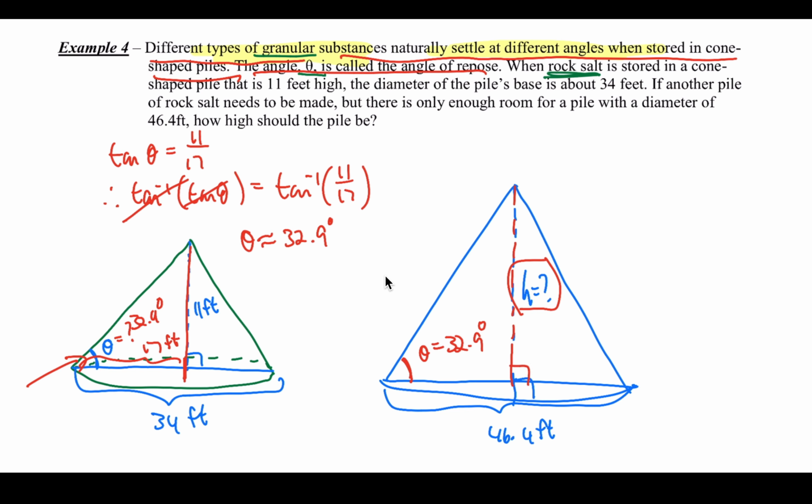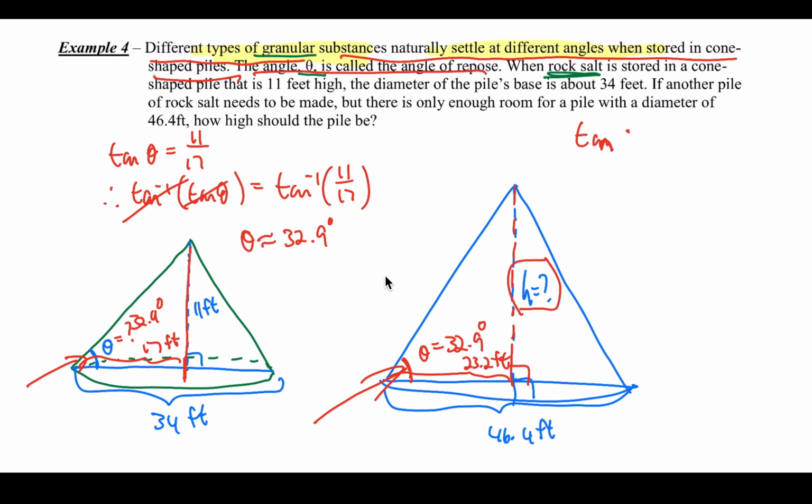That this perpendicular bisector chops the 46.4 feet in half, and that would mean that this little distance here would be 23.2 feet. Now I can find the height, the maximum height that I have to be able to pour my rock salt. Again, from the perspective of this angle theta, I have an opposite over adjacent situation. So I'm still doing a tangent, but this time I'm doing this slightly differently.